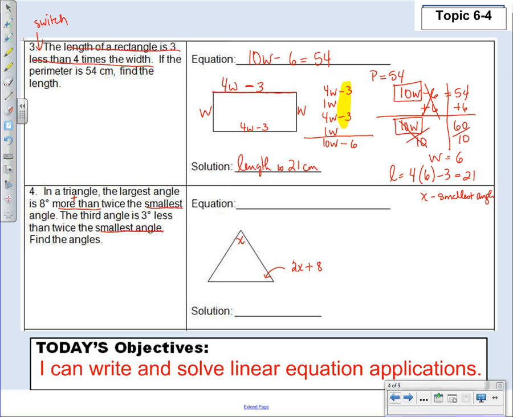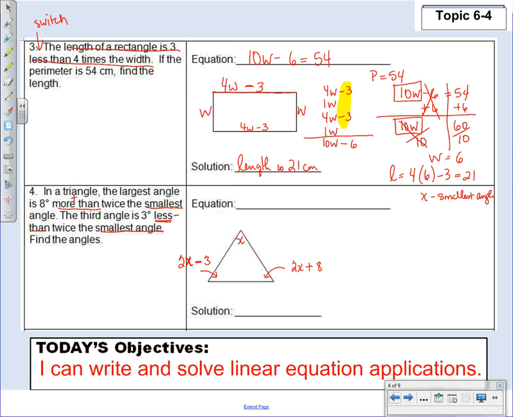The third angle, so here's my third angle, it is going to be 3 less than twice the smallest angle. So less than, again, another switch word, but less than means minus. So notice it's going to have a minus. Switch means the 3 comes behind it, and then the smallest angle comes in front. Oh, and it's twice the smallest angle, so it's 2 times x.